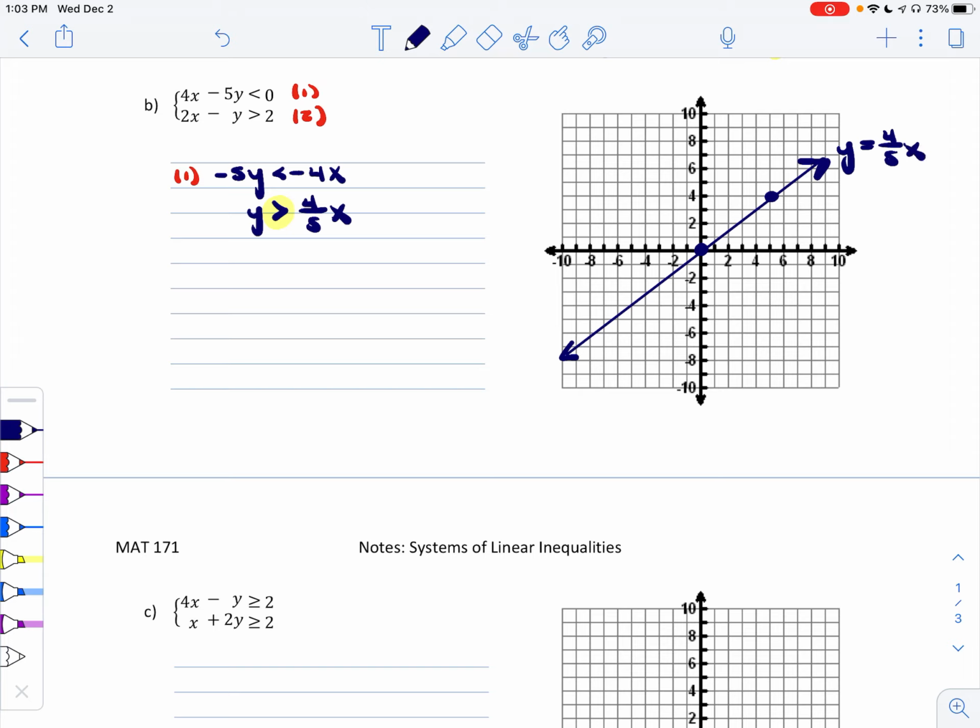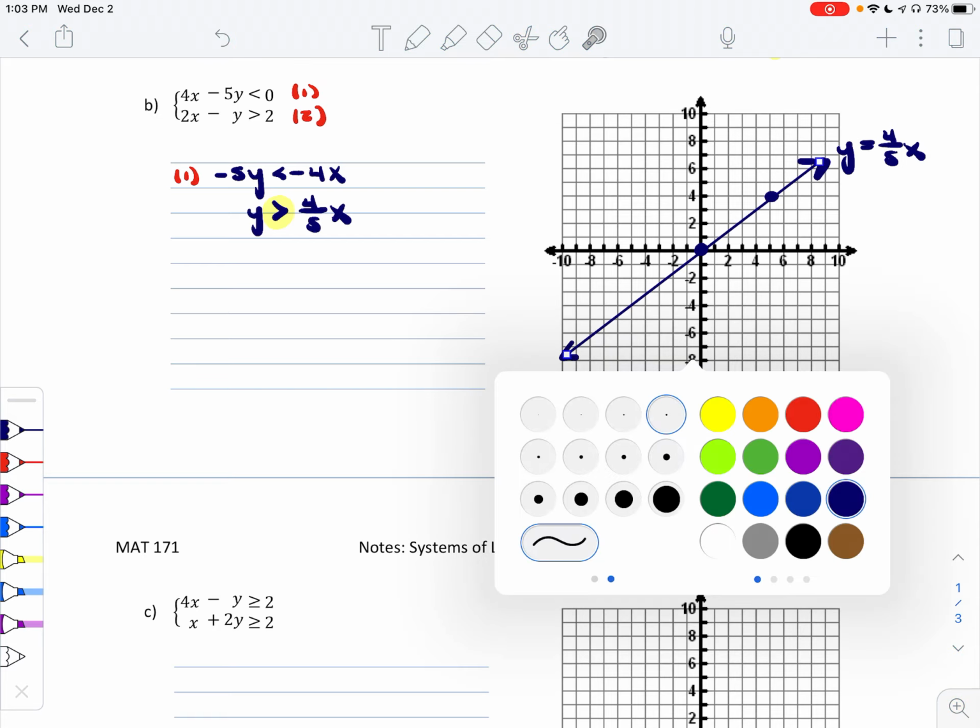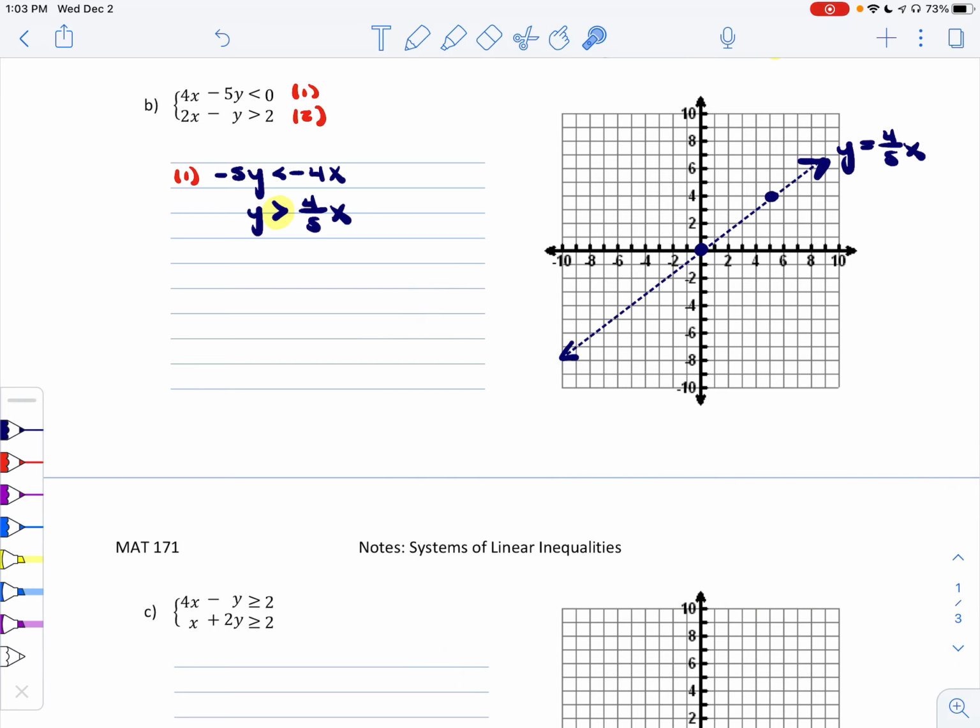So the only difference that this is going to make, if you have a greater than or a less than without the equal to, instead of graphing a solid line, you're going to graph it as a dotted line. So if your inequality does not have the equal to part of it, graph your line as a dotted line instead of a solid line. That's the only difference that it makes when you're doing these problems. Okay, so now greater than means above. So we're going to be shading everything that falls above this line. Okay, so that would be everything up here.